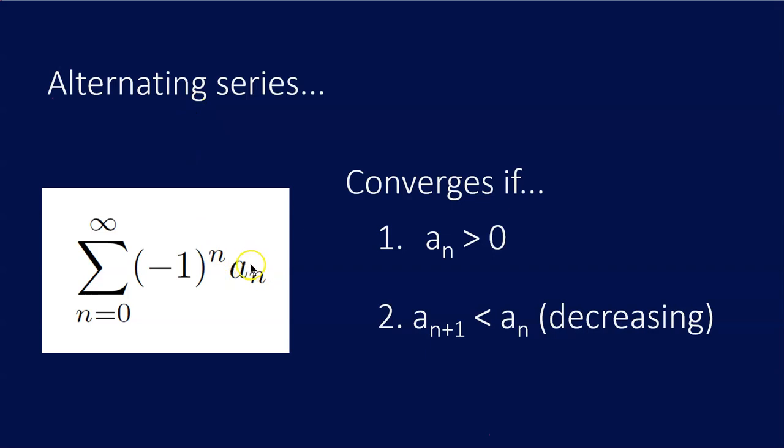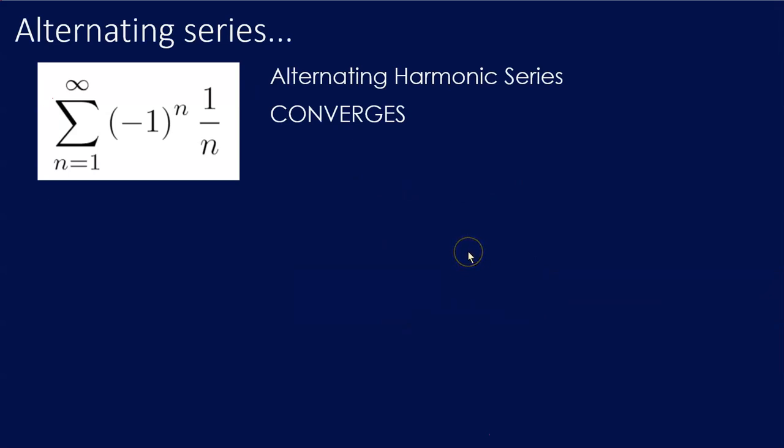If a sub n is positive, because we want to make sure it's alternating, and the terms are decreasing, it'll converge. All you need is for this to be decreasing. And if these terms are positive and the limit is 0, remember the limit of the terms has to be 0, then it's got to be decreasing. So if you know that it's alternating and the terms are going to 0, then you're good to go. You know it converges.